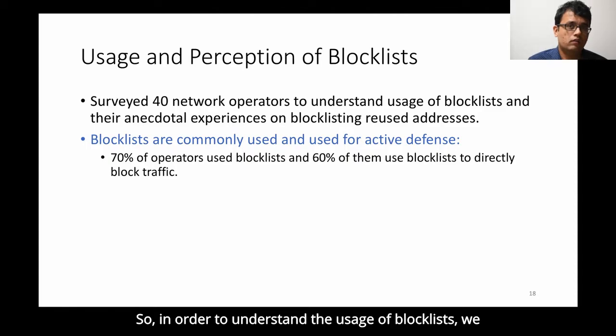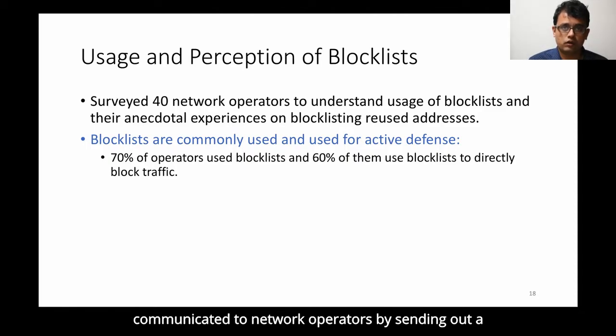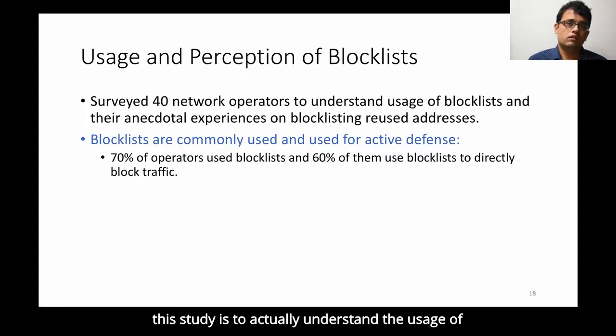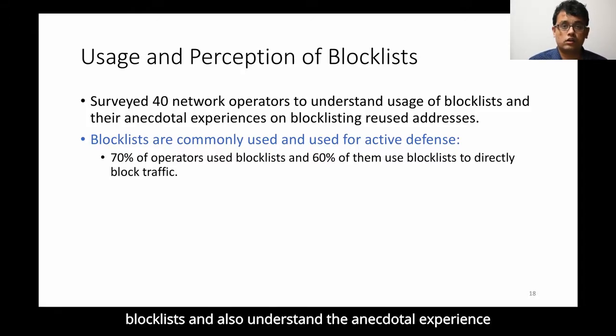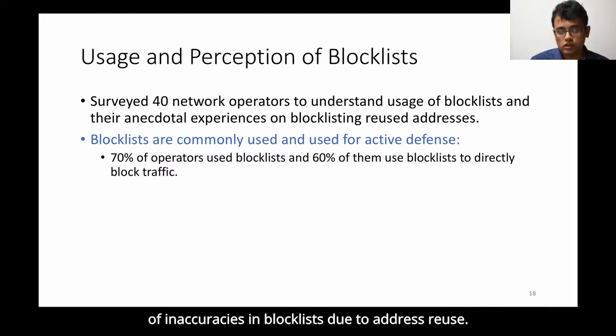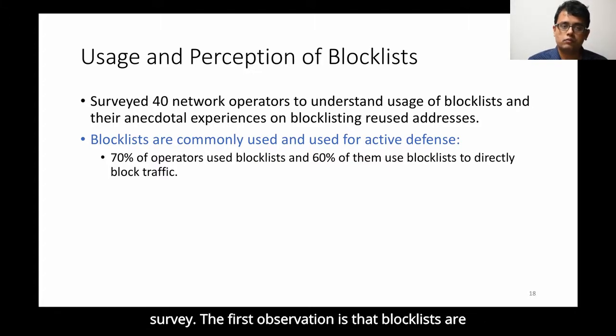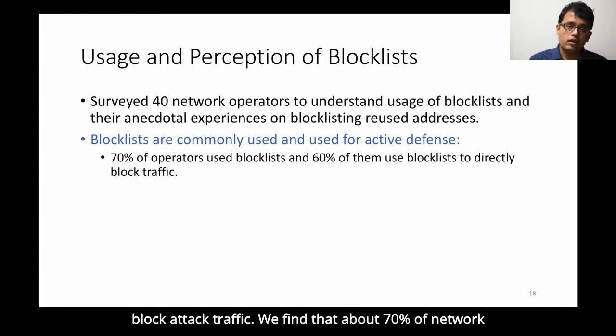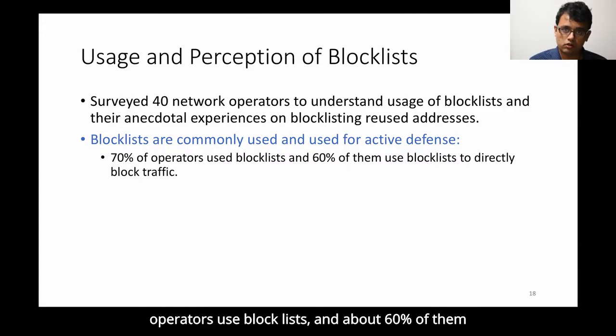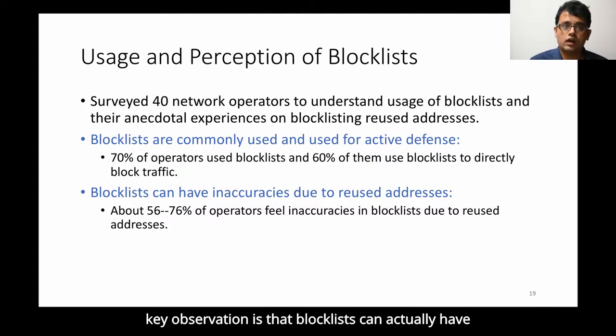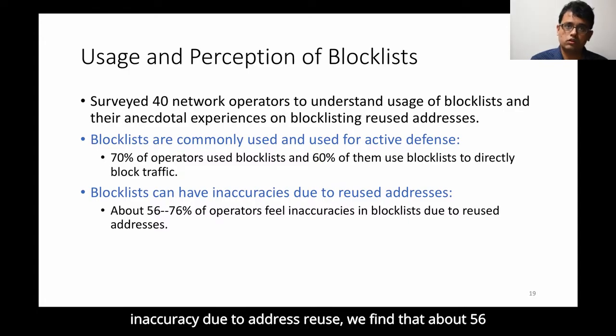In order to understand the usage of blocklists, we communicated with network operators by sending out a survey through a network operators mailing list, and we got responses from 40 network operators. The key idea of the study is to understand the usage of blocklists and also understand their anecdotal experience of inaccuracies in blocklists due to address reuse. There are two key observations which we got from the survey. The first observation is that blocklists are commonly used, and they're also used to constantly block attack traffic. We find that about 70% of network operators use blocklists, and about 60% of them use them to block attack traffic. The second key observation is that blocklists can have inaccuracies due to address reuse.